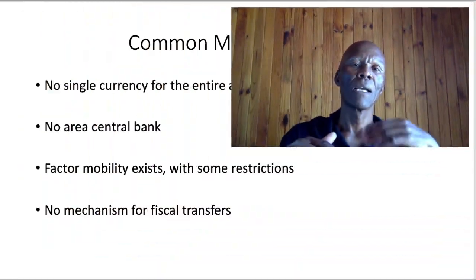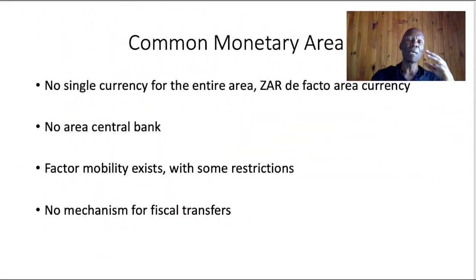The CMA consists of Lesotho, Namibia, South Africa, and Eswatini. Historically, in previous incarnations, it also included Botswana. While the CMA is recognized as a currency union, it however lacks some key aspects of a classical currency union. 1. The CMA does not have a single currency for the entire area.